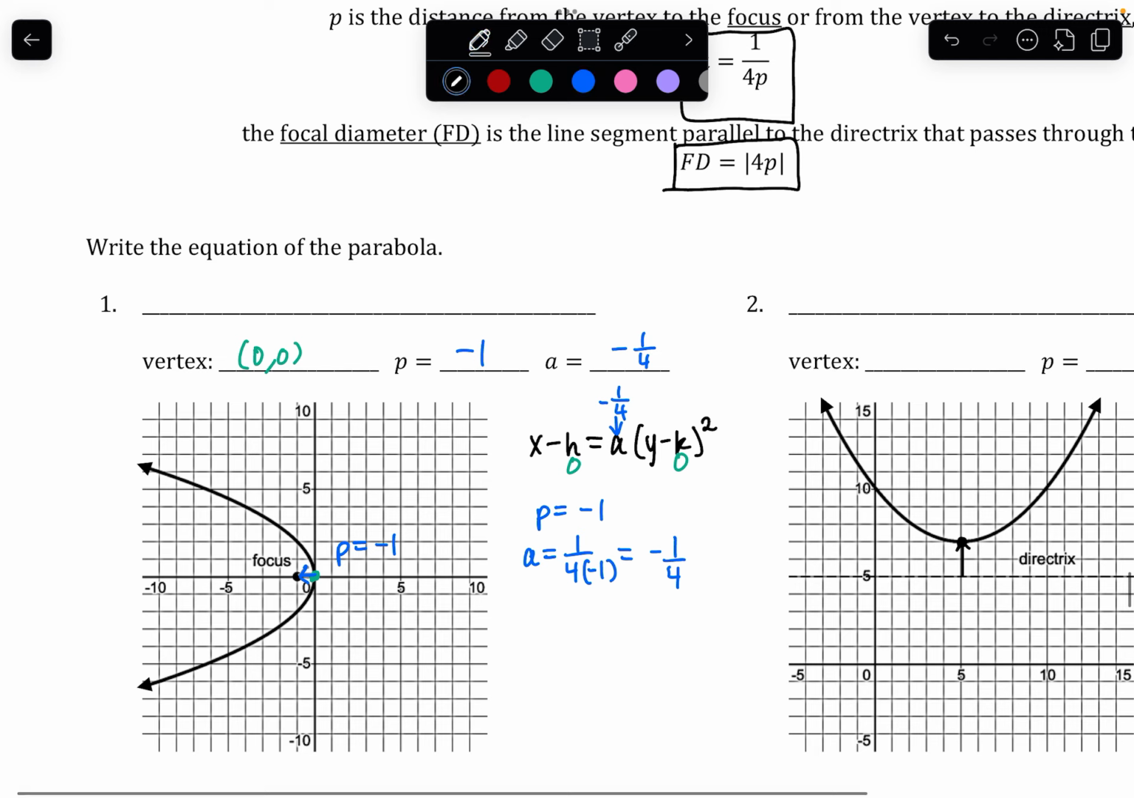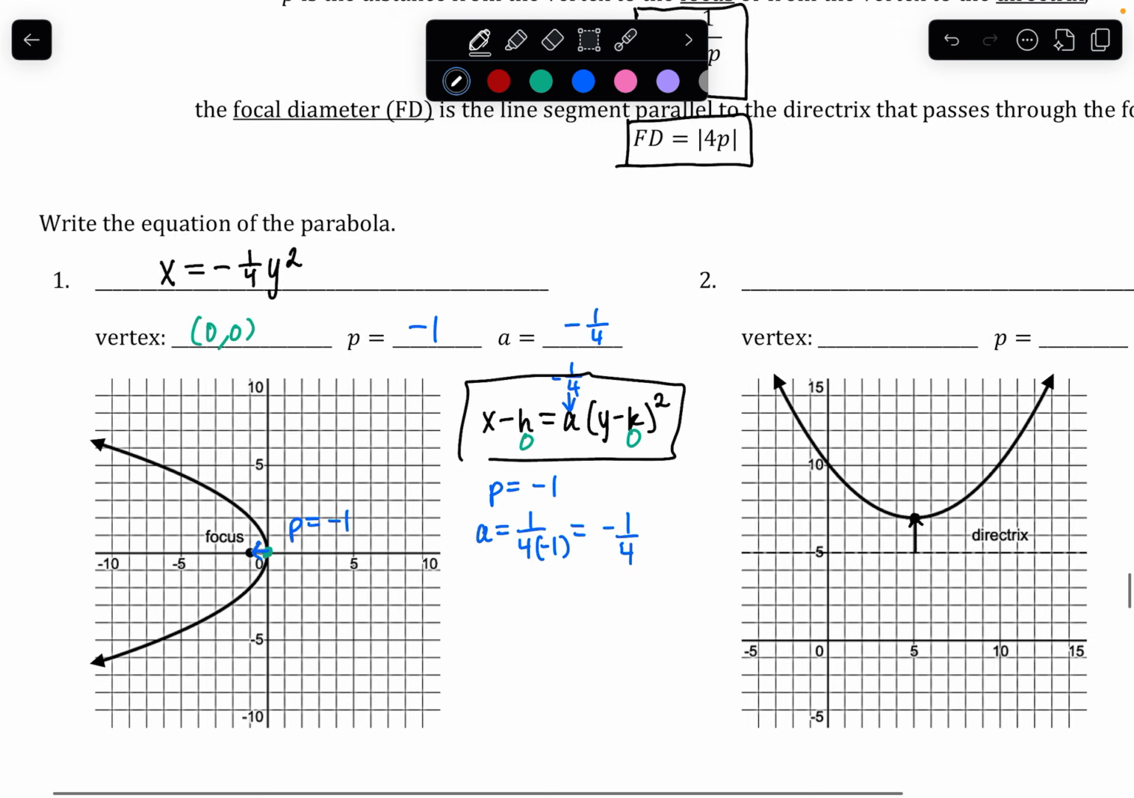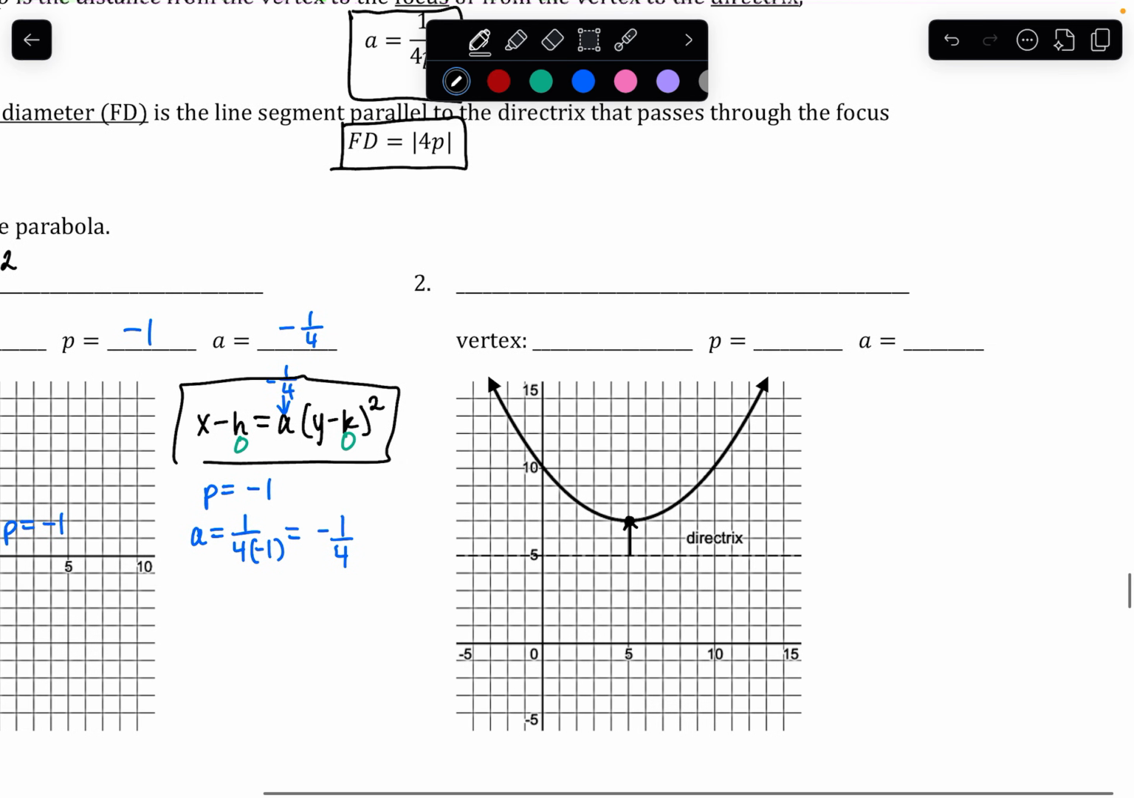And so now we can write our final equation. Since it's x minus 0, we're just going to write x. And then our a is negative 1/4. And then we're going to have y minus 0, so we're just going to write y squared. No parentheses when it's 0. Okay, this next one is a vertical parabola.